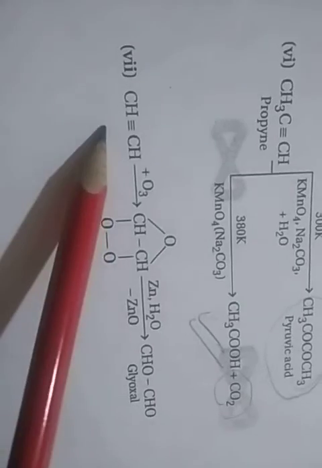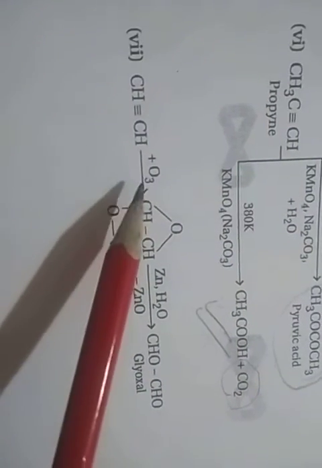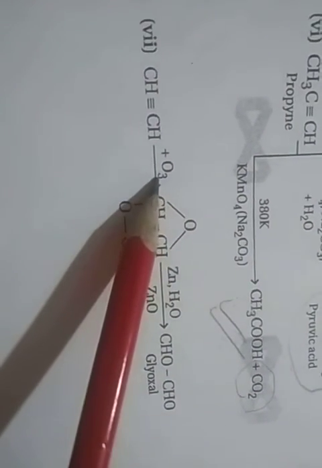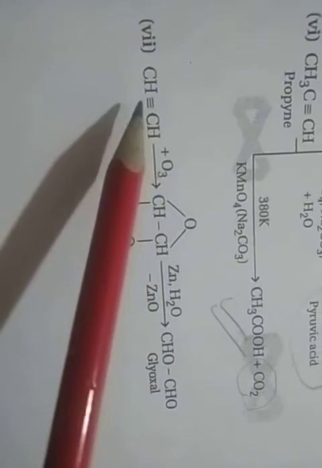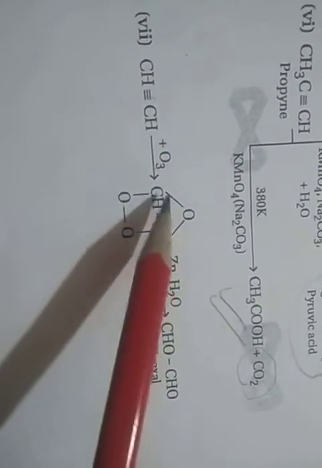Last one is ozonolysis of ethyne. So ethyne, CH triple bond CH, reacts with ozone. Ozone is O3. Ozone reacts with ethyne, the triple bond converts into a single bond, and on the upper side and down side 3 O attach this way. This shape is hut shaped and it is also called ozonide.